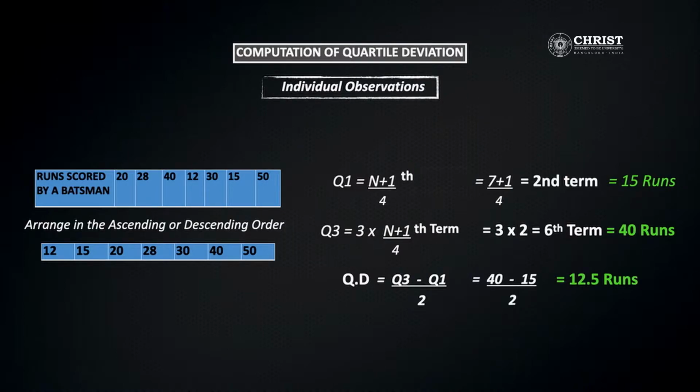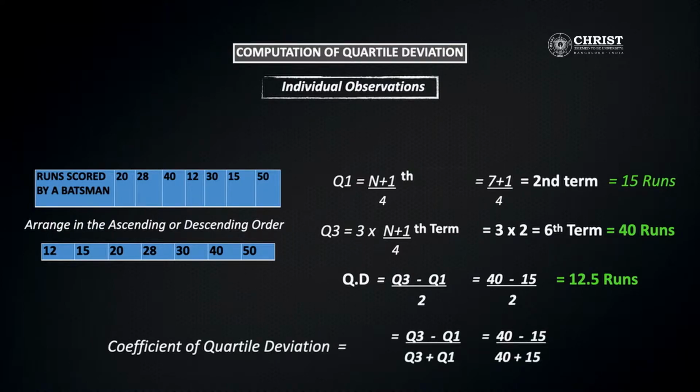Now we have to calculate the coefficient of quartile deviation. That is Q3 minus Q1 divided by Q3 plus Q1. So that is 40 minus 15 divided by 40 plus 15, which is equal to 0.4545. We will not write the units there because the coefficient is a pure value. So we will not write the units for the coefficient of quartile deviation.